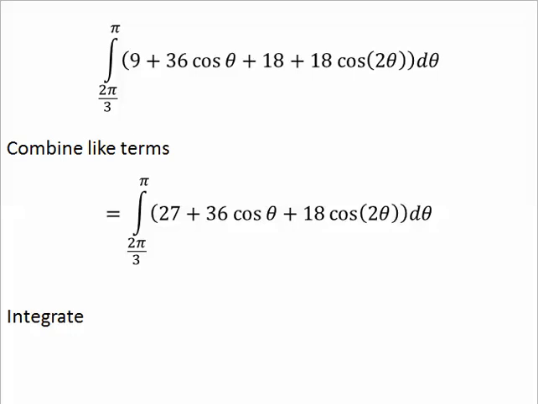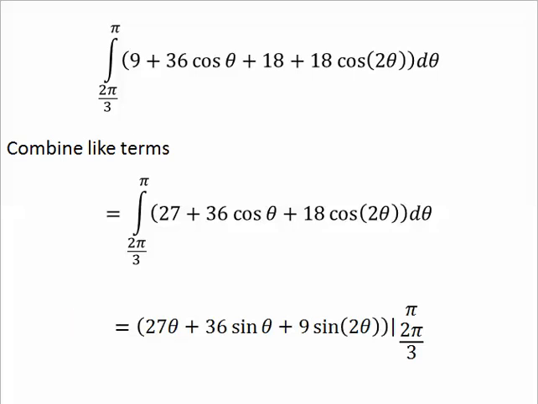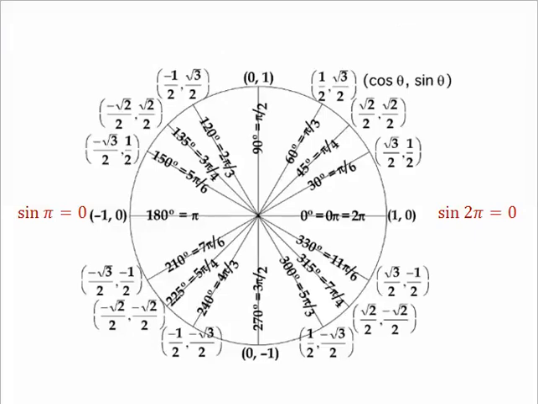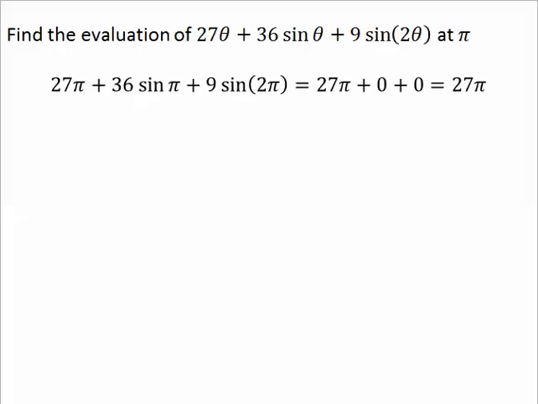Integrate. The antiderivative of 27 is 27 theta. Antiderivative of cosine is sine. Antiderivative of cosine 2 theta is 1/2 sine 2 theta. Multiply 1/2 times 18 and I get 9. Evaluate. Find the evaluation at pi. Well, sine of pi is equal to 0 and sine of 2 pi is equal to 0. And so the evaluation at pi is 27 pi.